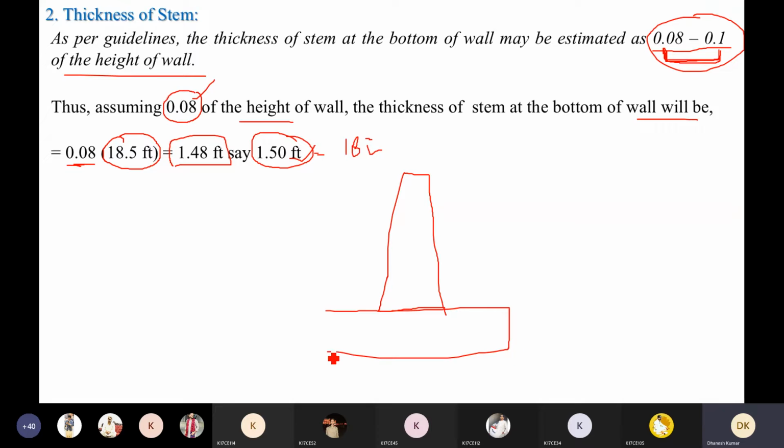Okay, so the total height of my retaining wall comes out to be 18.5 foot, and its base from here to here comes out to be 18 inch right now. Okay, and also in our guidelines, the maximum thickness from the top we have to take is 12 inches, means 1 foot, which is preferable.